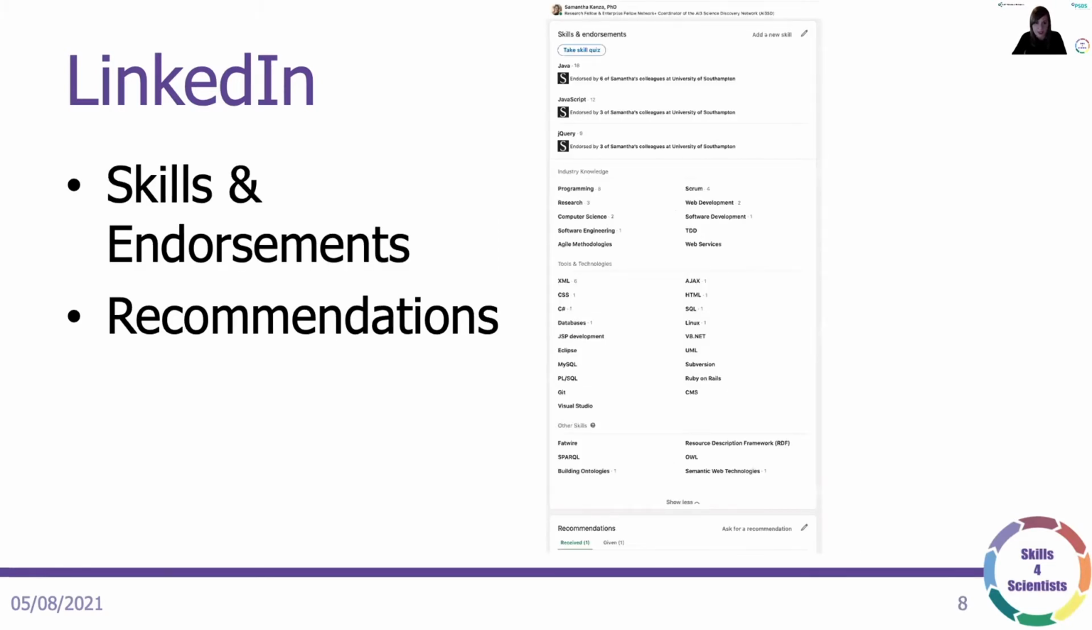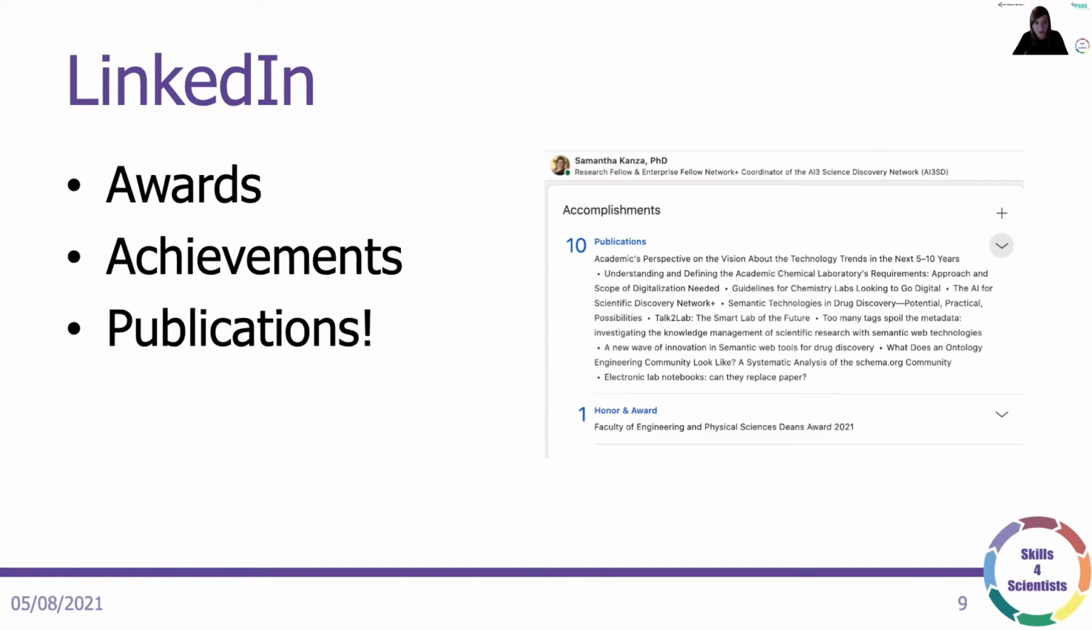You can also list all your skills and you can get endorsed for them, which adds credibility. And you can get your colleagues and bosses to write you recommendations. So now this isn't just a case of you saying, well, I can do this. You've then got additional credibility because other people have come in and either written you recommendations or have endorsed you and said, yeah, I know that person can do that.